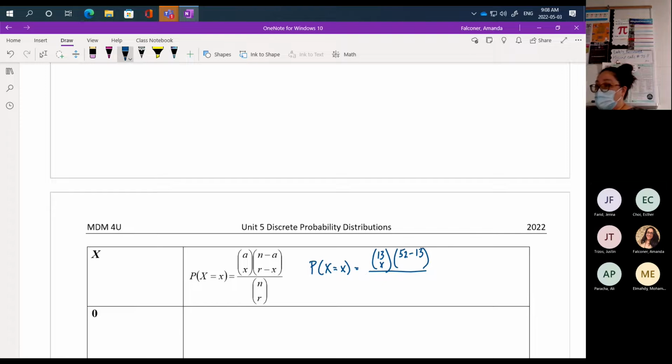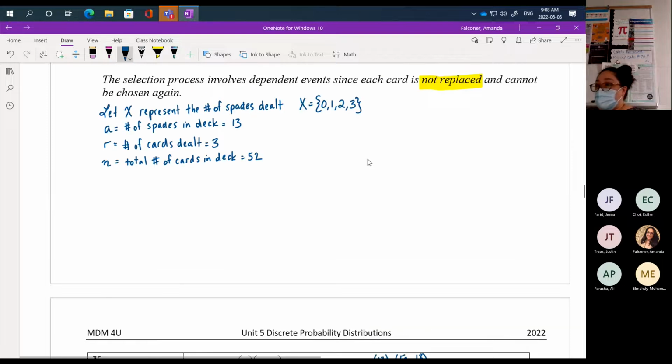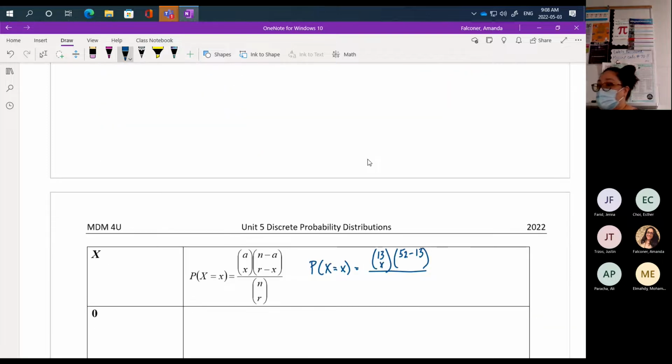And then R, which was our 3, take away X. And then in the denominator, it was N choose R. So in the denominator, I'm thinking total unrestricted. If we were thinking back to Unit 2 strategies, we've got a deck of 52 cards and we're dealing out 3. So if we didn't care about anything, total unrestricted, it would be 52 choose 3.